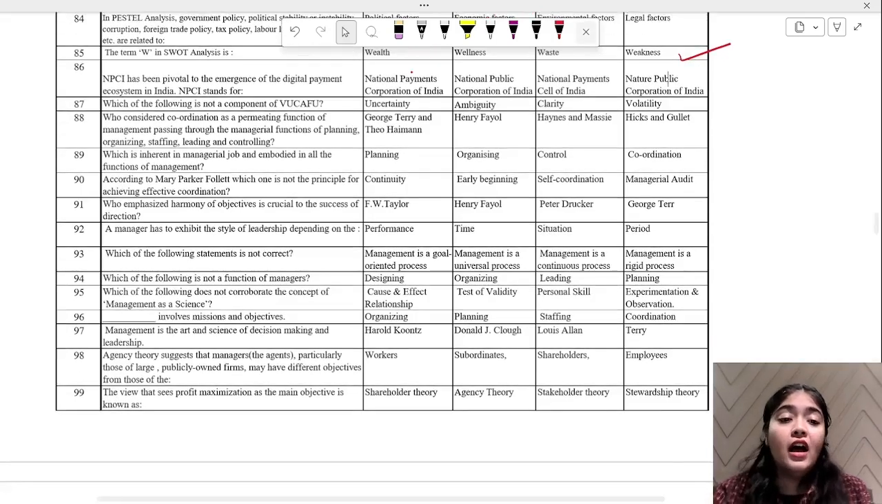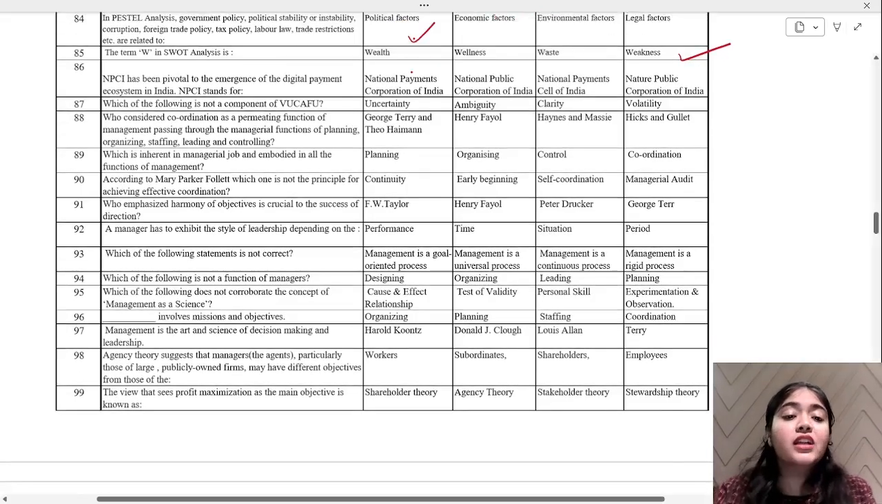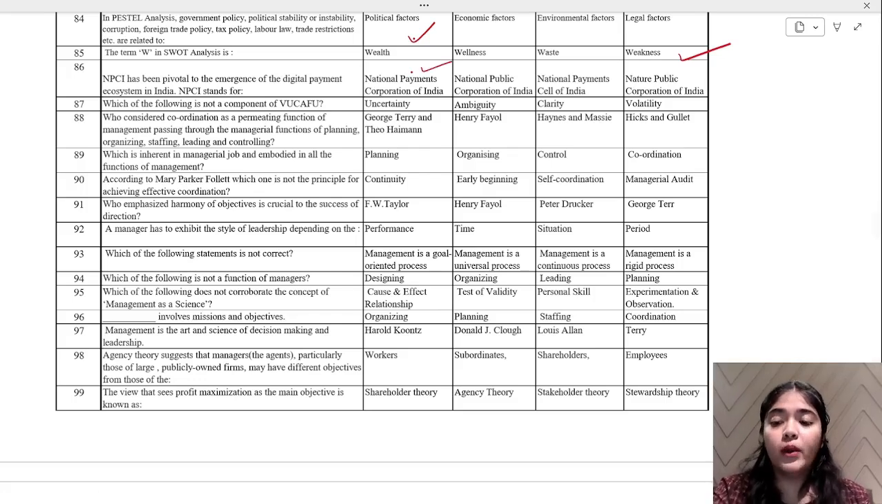Now, NPCI has been pivotal to the emergence of digital payment ecosystem in India. NPCI stands for what? National Payments Corporation of India. Option number 1. Very good.